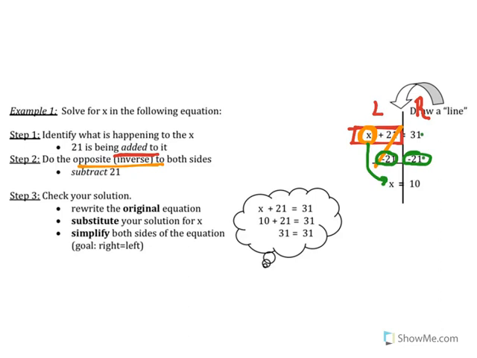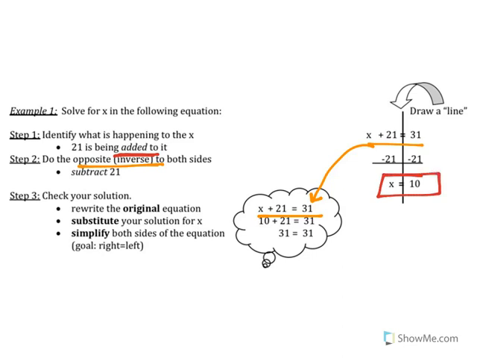Now we have to check our solution. So I'm just going to erase what I have here. Step 1 is to rewrite the original equation. So you'll notice these two equations are exactly the same. Now instead of solving this, we want to check to see if X really does equal 10.